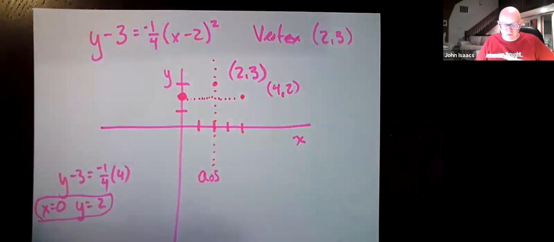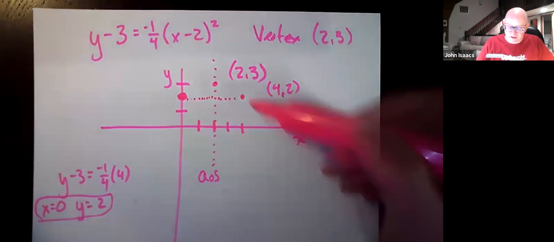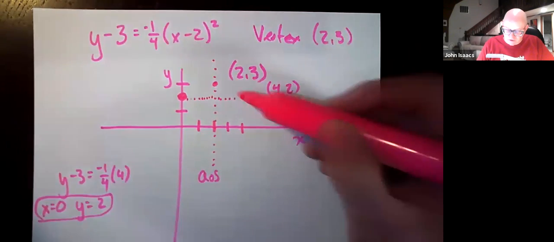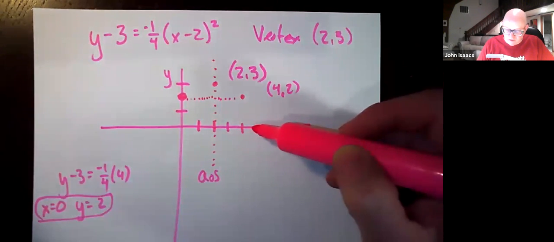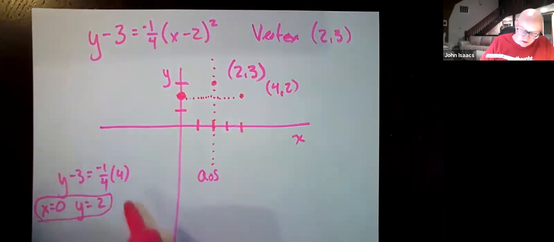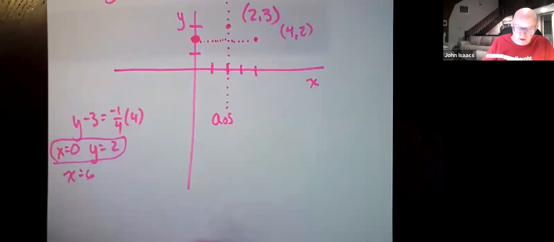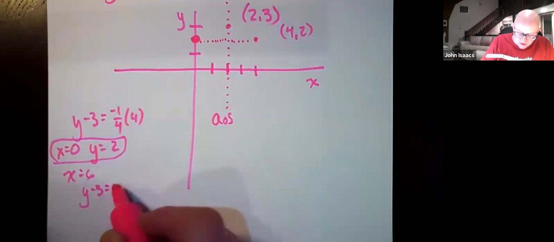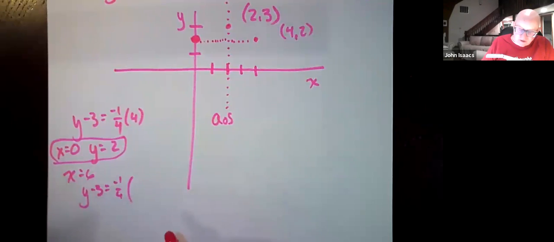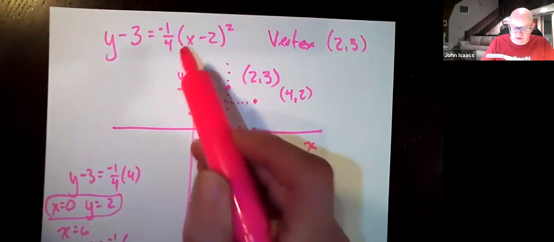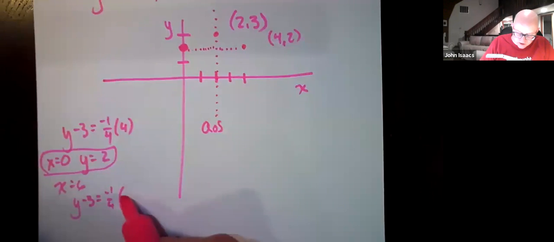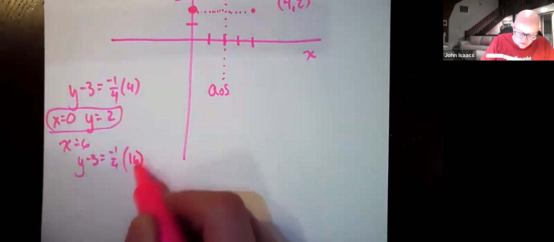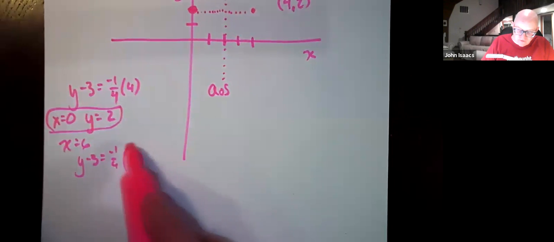Now, we can pick another point. Just visually looking at it, it might be easy to pick a point that exists over here somewhere, something like 5 or 6. I'm going to choose 6. So let x equal 6. I'm working down in the corner again. Let x equal 6. y minus 3 equals negative 1/4 times (6 minus 2) squared. So 6 minus 2 is 4, squared is 16. So negative 1/4 of 16 is negative 4.